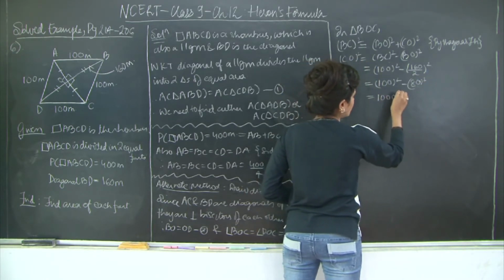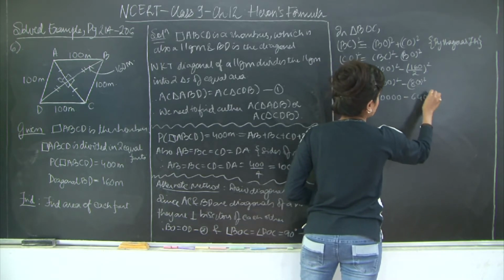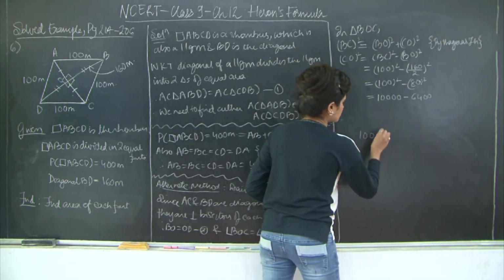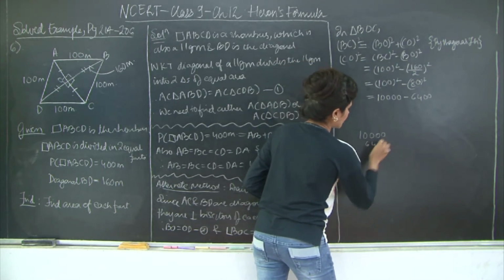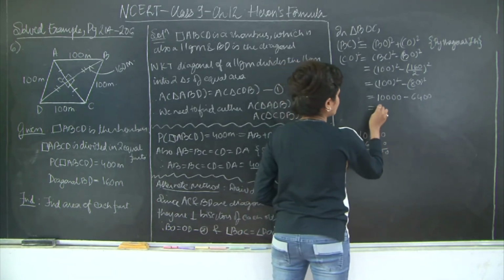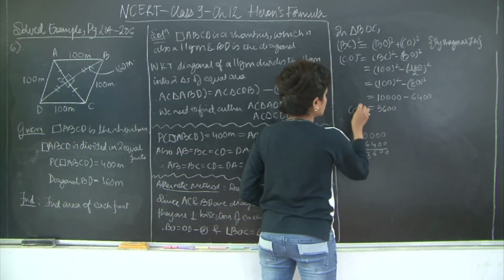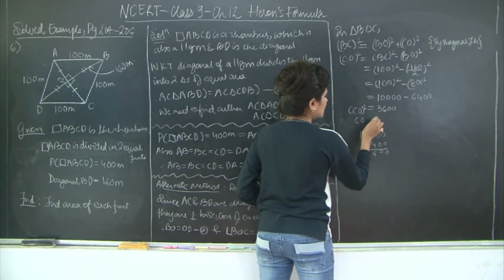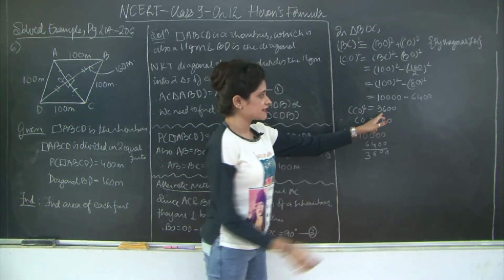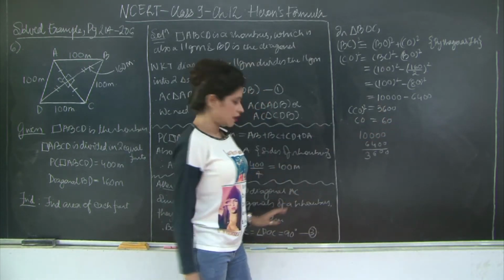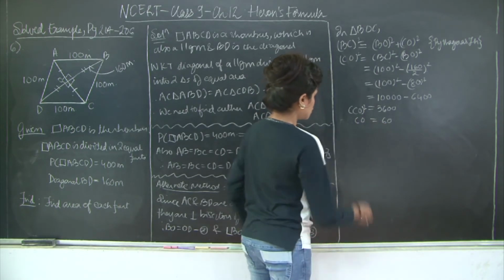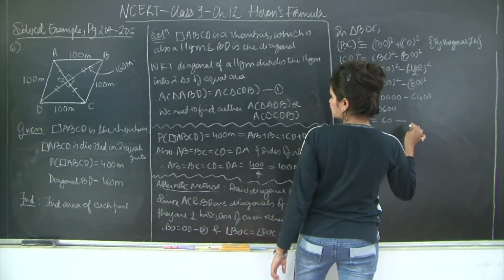So this would be how much? 1, 2, 3, 4 minus 8 is 64 and double 0. So 10,000 minus 6,400. I get 3,600. So this is CO square. Therefore, CO will be square root of 3,600, which is 60. Because 6 6s are 36, and for 2 zeros I have 1 0 as the square root. So I have CO. Let me mark this as 4.